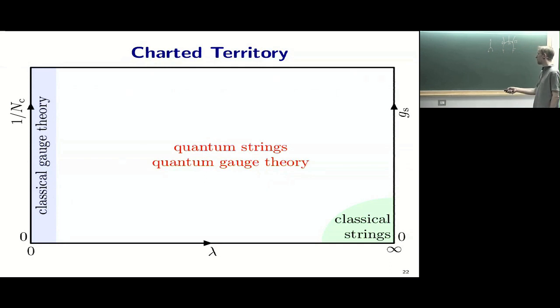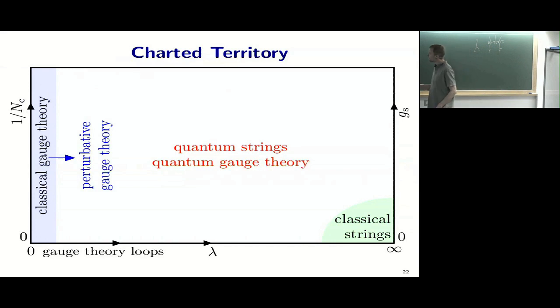The string is small, so that it's not so easy to consider this two-dimensional classical theory on a worldsheet with non-trivial topology. Anyway, when you do perturbation theory in gauge theory, so you do Feynman diagrams, then you can go away from this line at lambda equals 0 and approach the middle of the diagram from that side.